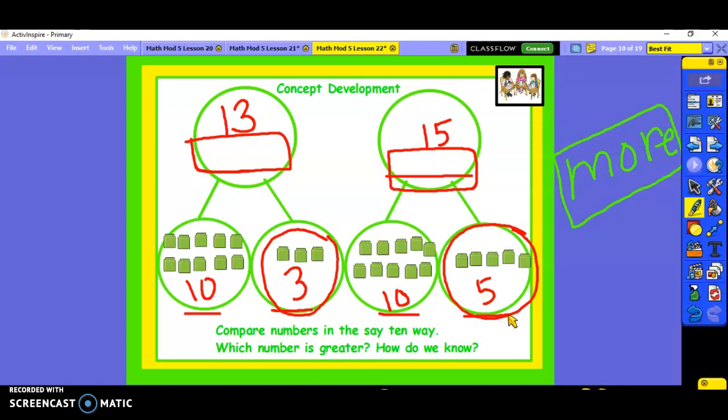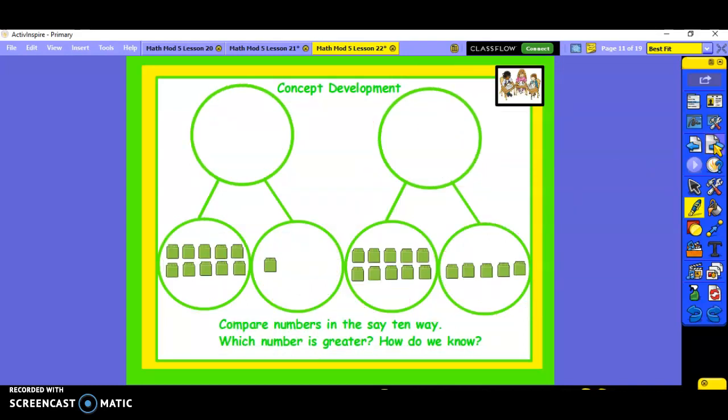Which is the greater number, 3 or 5? That's right, 5. 5 is more than 3. So we can say that 15 is more than 13. Can you say that with Miss Narcan? 15 is more than 13. And how do we know that? Because we looked at the parts and we realized that 15 has more. Very good. Let's go to our next number.